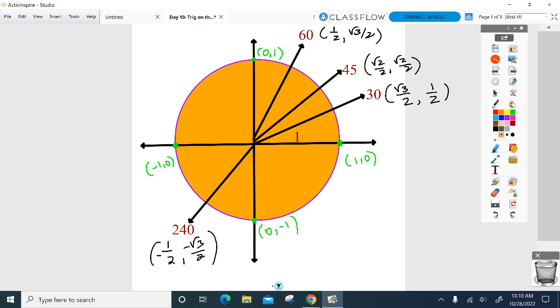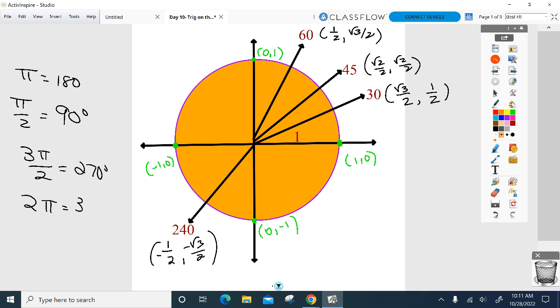I know it's going to come up today, so let me review it real quick. How quick can we do it? Pi/2 is 90 degrees. 3 pi/2. Pi. 2 pi. Okay. Just those will come up again.